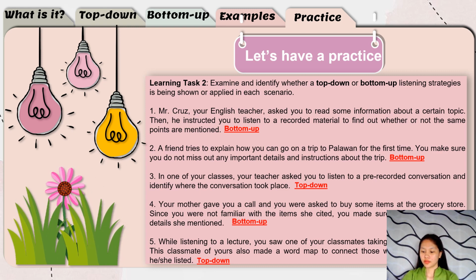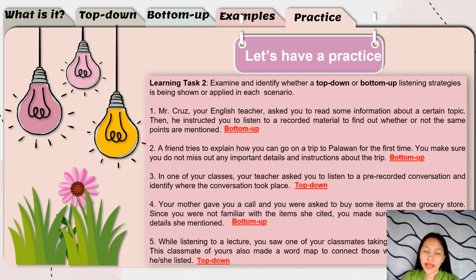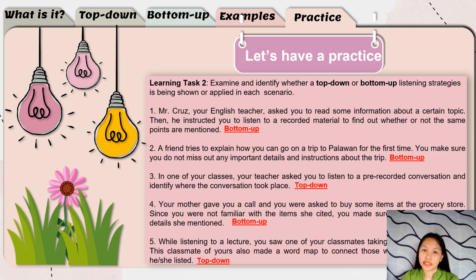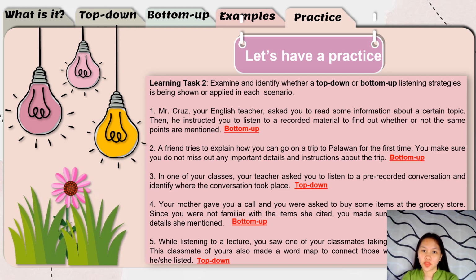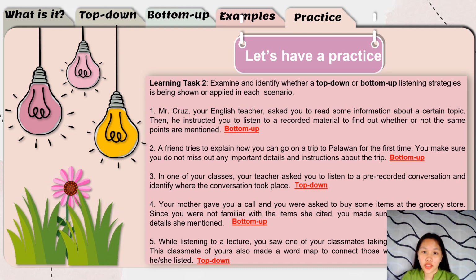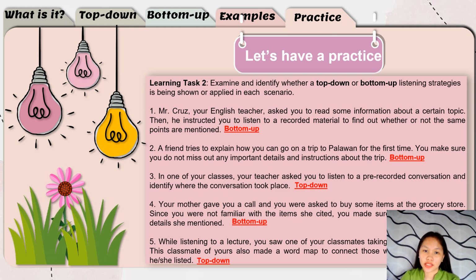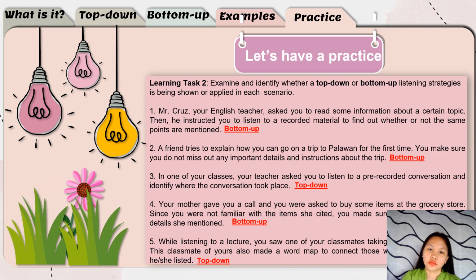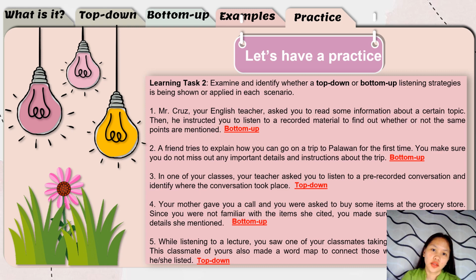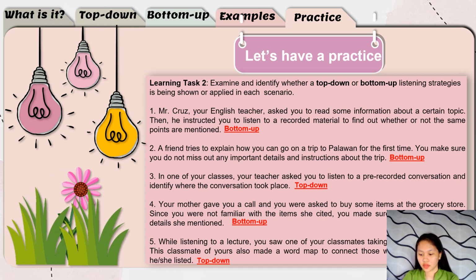And for clarification, the top-down strategy focuses on the main idea in the topic or in a listening text, while the bottom-up strategy is about listening for the specific details.